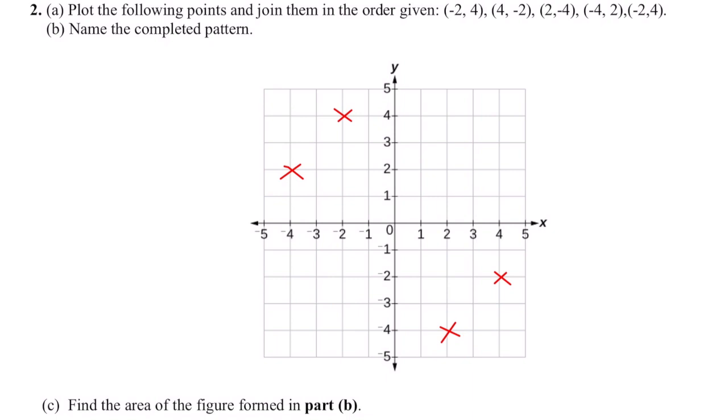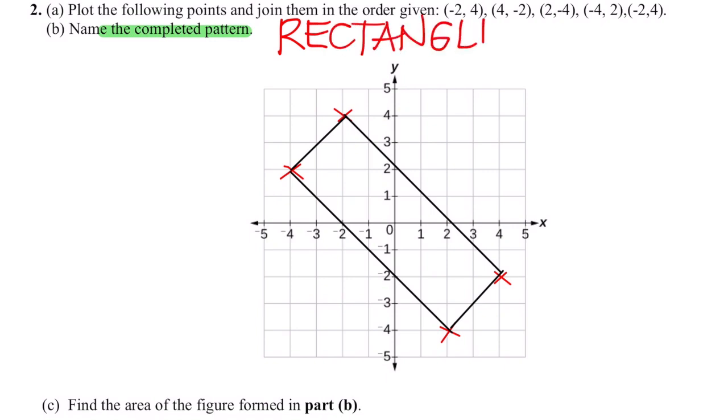After plotting all the respective points, we are instructed to join them in that order, resulting in this particular shape or figure. Question number 2, letter B. Name the completed pattern. Can you say the name of this figure that we ended up with? The name of this figure is rectangle.